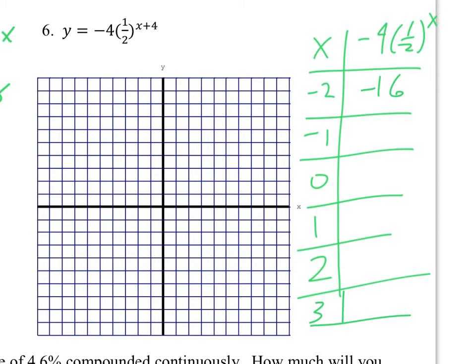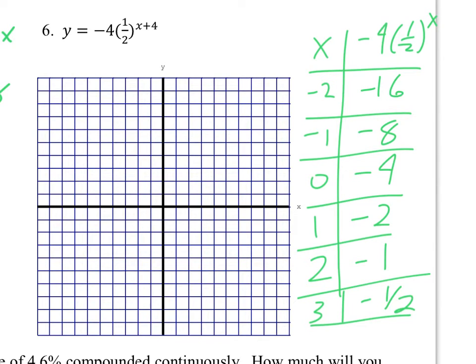The 1/2 to the -1 would be 2, so we'd get a -8. 1/2 to the 0 is 1, so we get a -4. 1/2 to the first is a half, so -4 times 1/2 would be -2. And then we'd be looking at -1 and ending up at -1/2. Now, with all of that, again, that includes the -4, but it does not include the +4 that we have here.